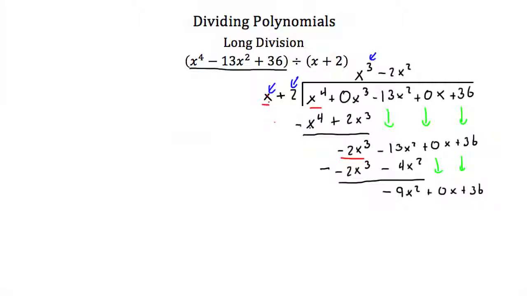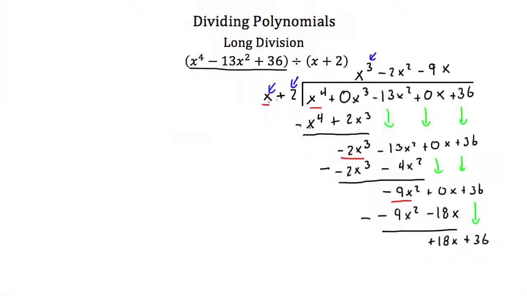Now we need to figure out how many times x goes into a negative 9x squared. It goes in a negative 9x times. Negative 9x times x is negative 9x squared. Negative 9x times the 2 is a negative 18x. Again, we subtract. Negative 9x squared minus a negative 9x squared is 0. 0 minus a negative 18x is a positive 18x. And then we bring down the 36.